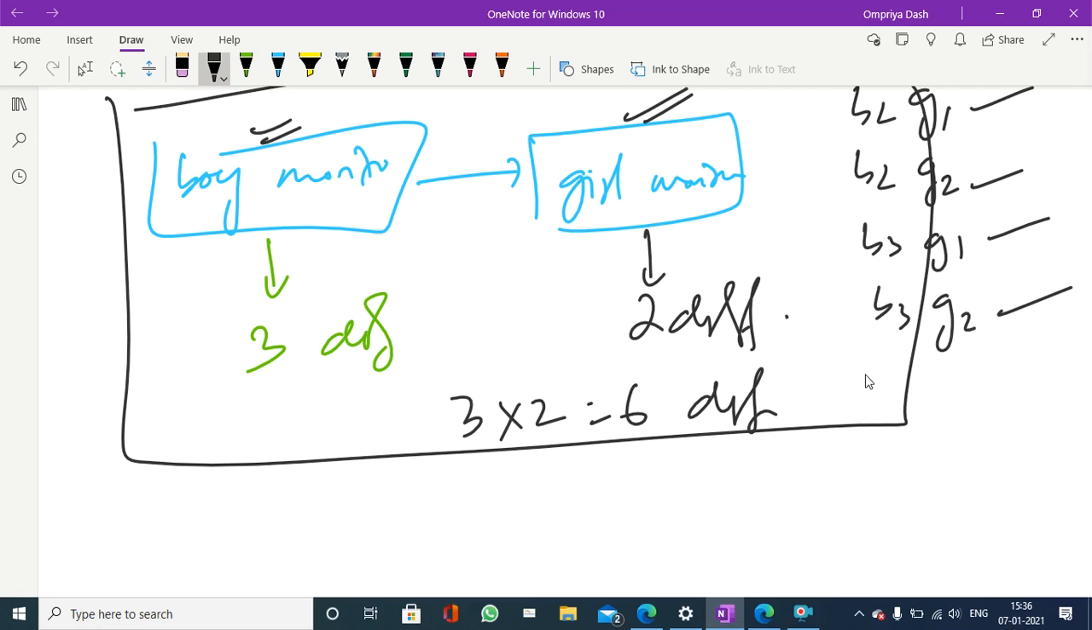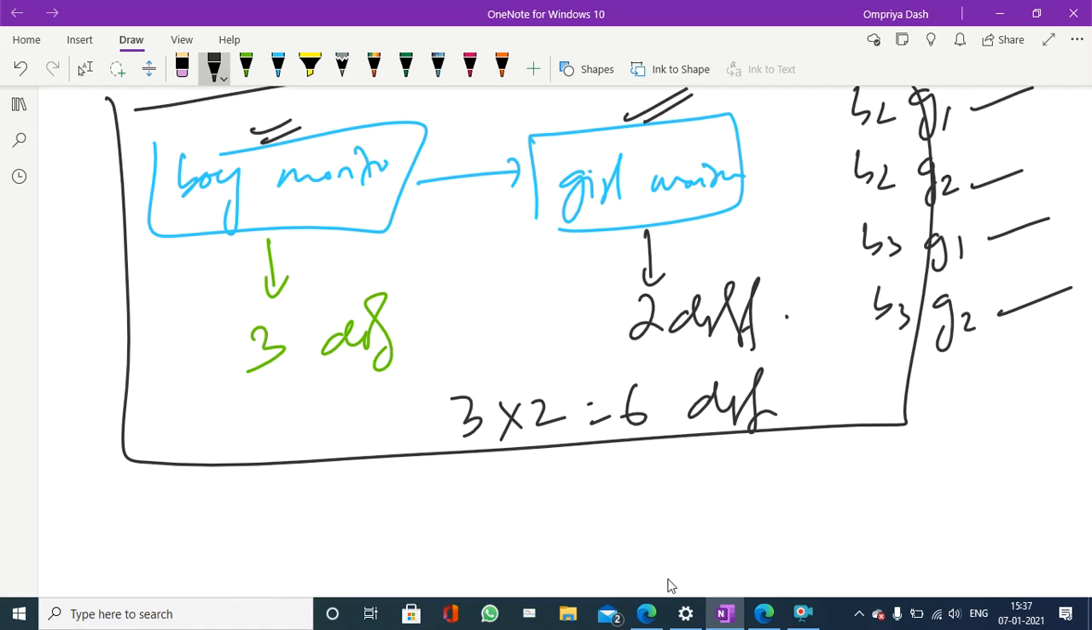After all, we want a boy monitor and a girl monitor. So you can do it the other way around also, and you will get the same answer. For example, I will choose the girl monitor first, and after that I will choose the boy monitor. Then a girl monitor being chosen can be done in 2 different ways.